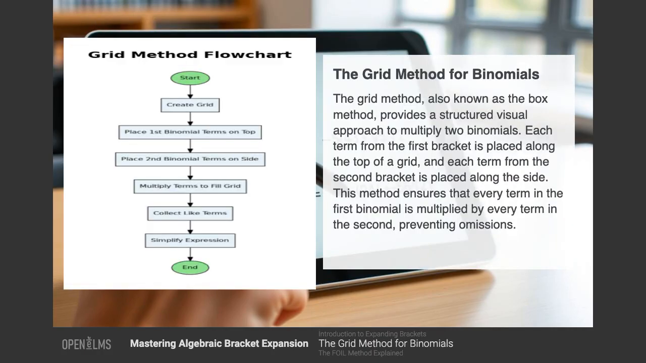The grid method for binomials. The grid method, also known as the box method, provides a structured visual approach to multiply two binomials. Each term from the first bracket is placed along the top of a grid, and each term from the second bracket is placed along the side. This method ensures that every term in the first binomial is multiplied by every term in the second, preventing omissions.